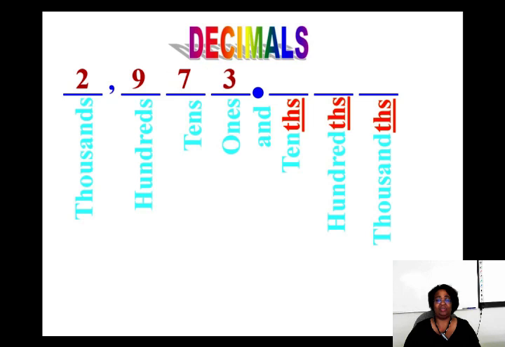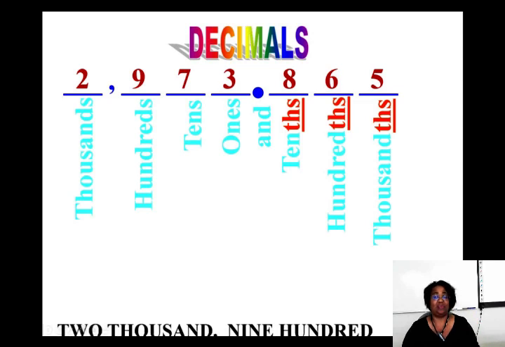So you guys read this one to me, that part of it. 2,973. Okay, 2,973. Then if I put an 8 there. Now how would I read this entire number? 2,973 and 865 thousandths. You read that very last decimal place. And let's put that in words.